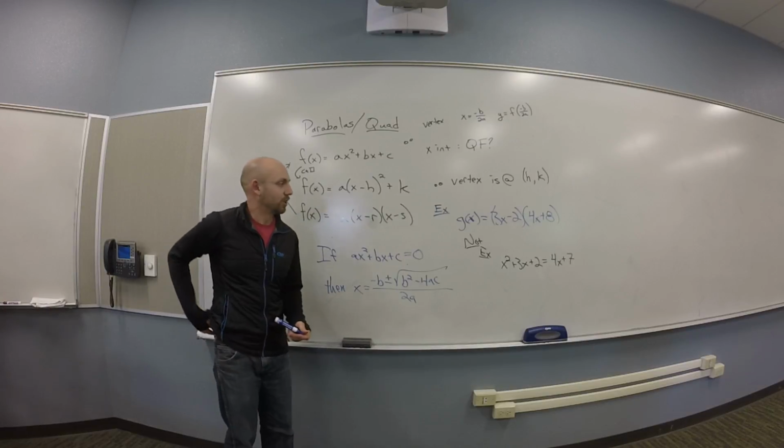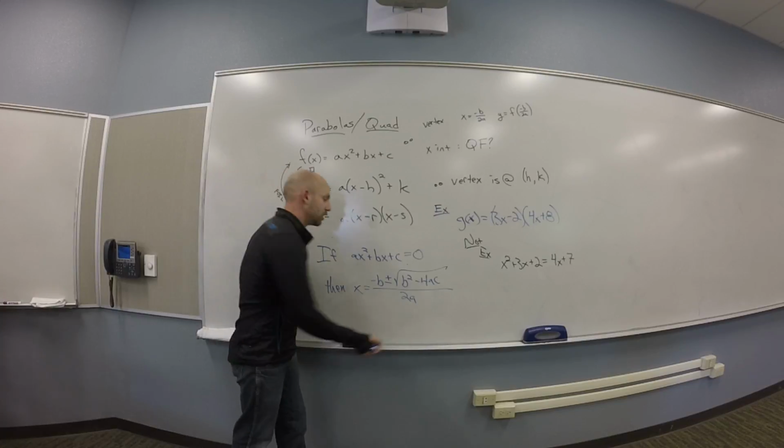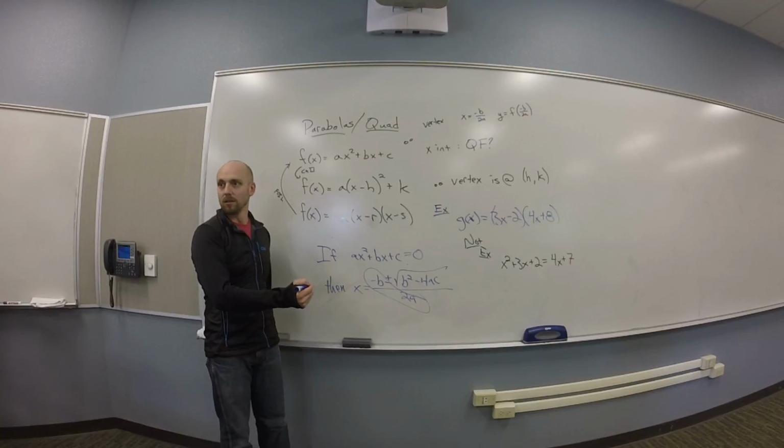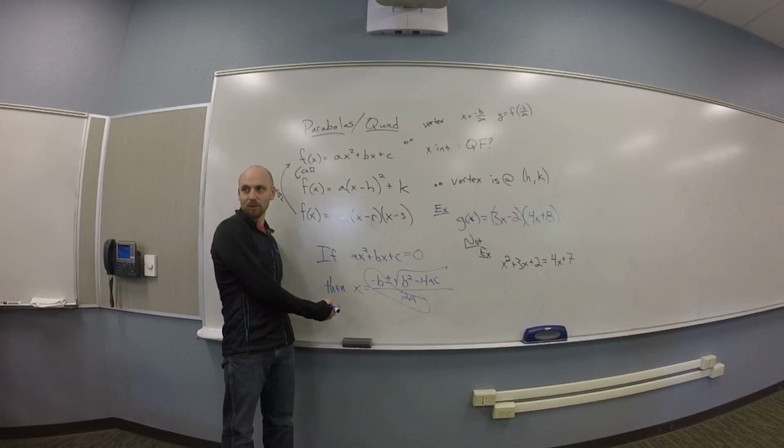Yeah, this is algebra 2. You might notice too, the vertex is right there. Why is the vertex right there? Because this thing is telling you where the x-intercepts are, and they're symmetrical around the vertex.